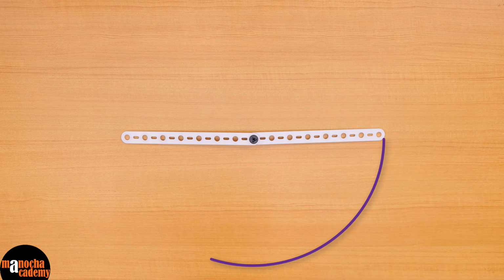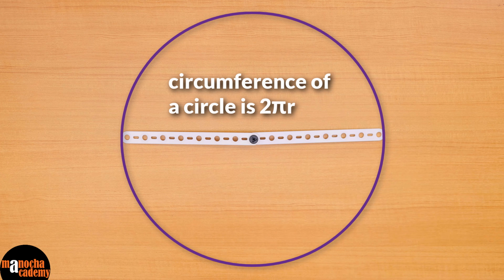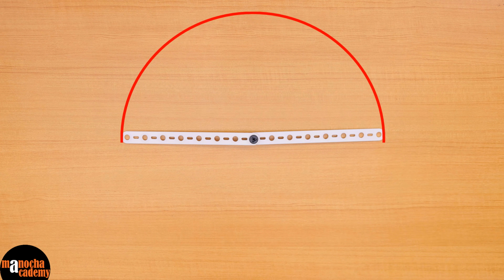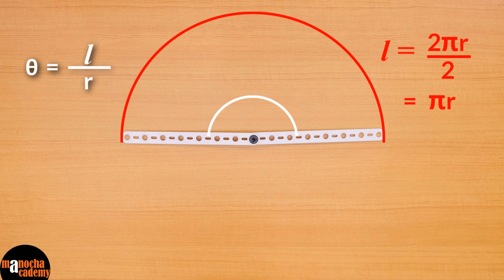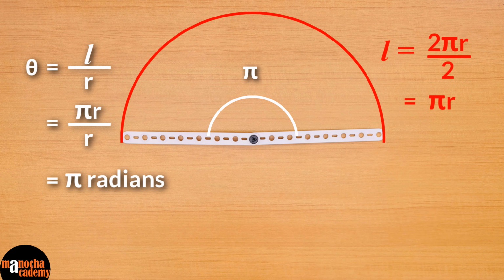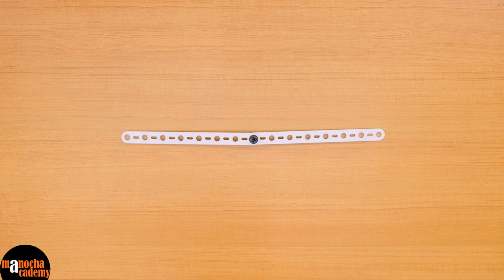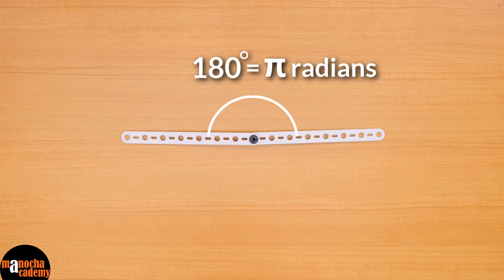The arc is a semicircle. So we can use the circumference of the circle formula. Circumference of a circle is 2 pi r. But here the arc is semicircle, half of a circle. So its length will be circumference divided by 2, which equals pi r. So the angle in radians theta is going to be pi r divided by r, where r is the radius. So that is equal to pi radians. So now you can easily remember with this example that 180 degrees is equal to pi radians. So that is the conversion from degrees to radians.